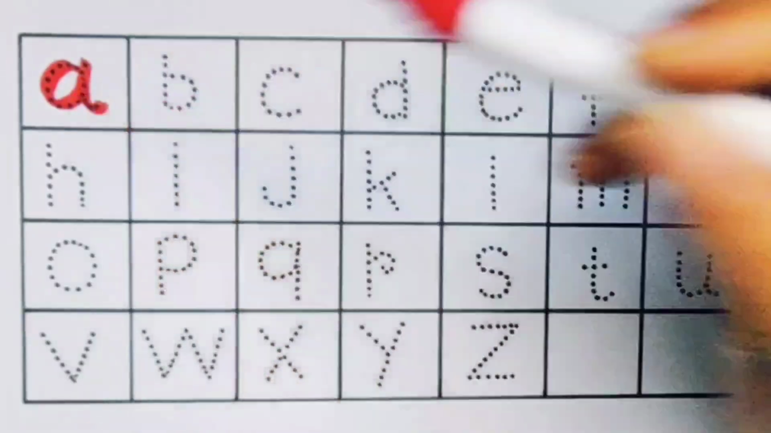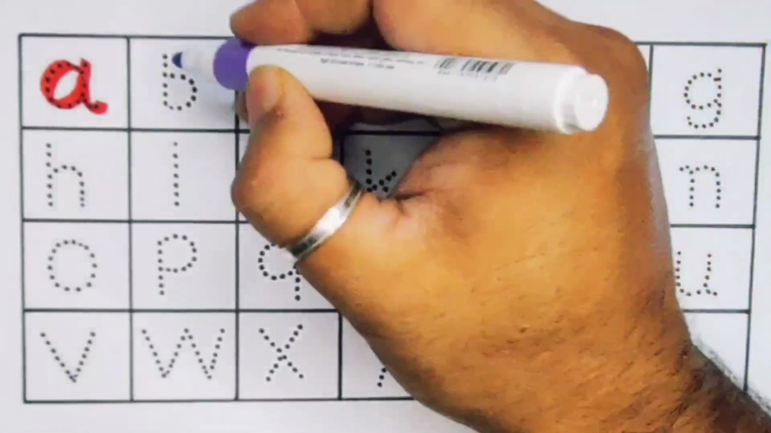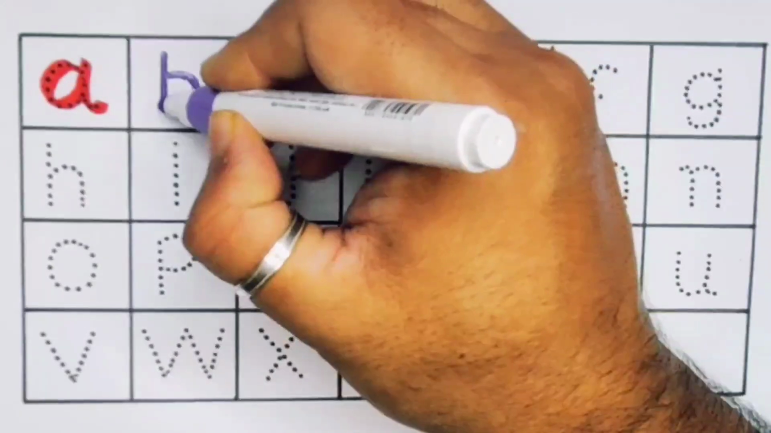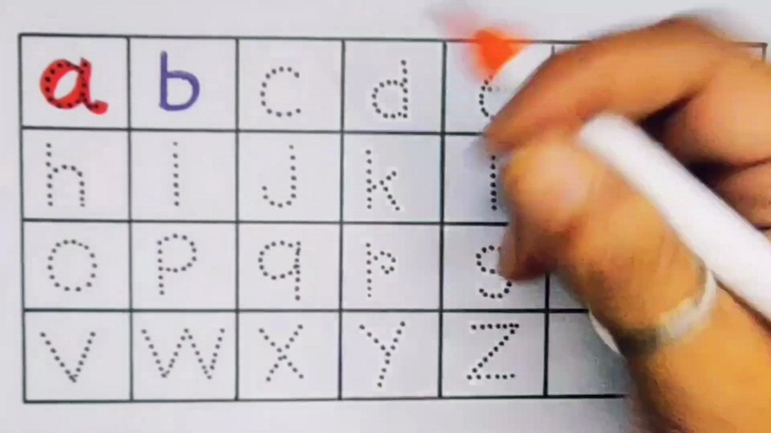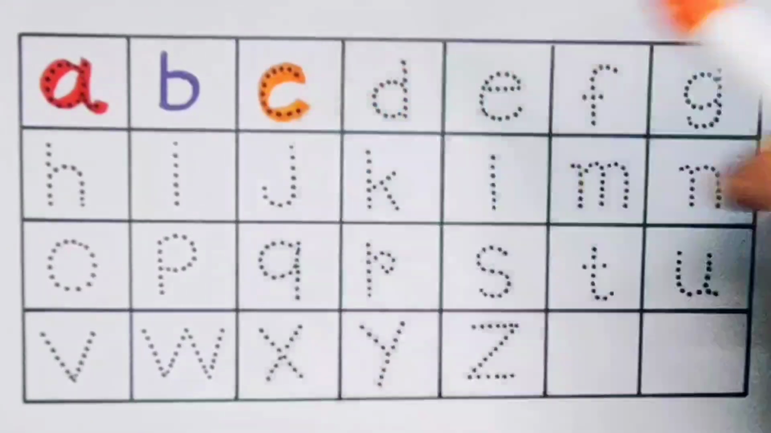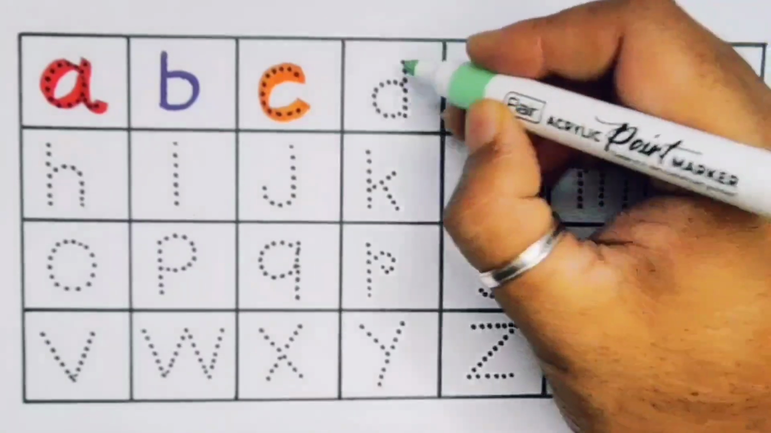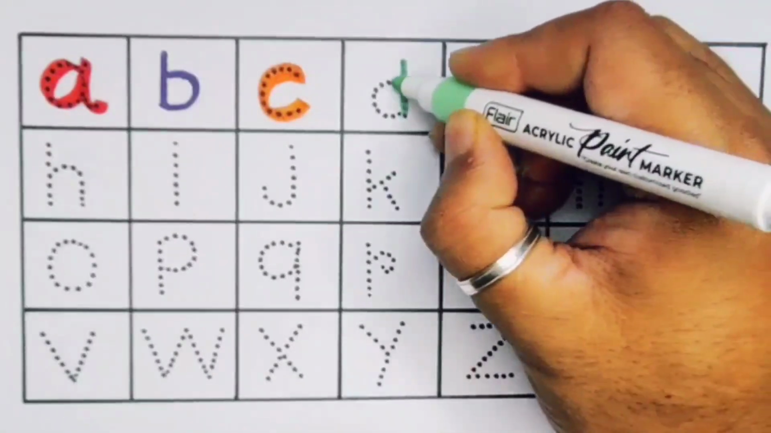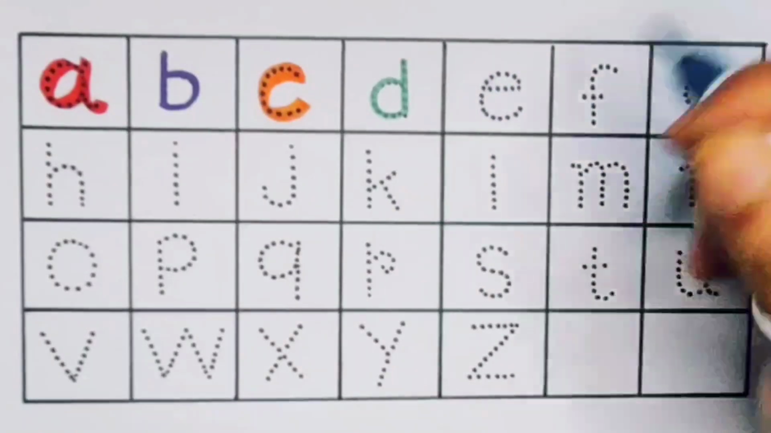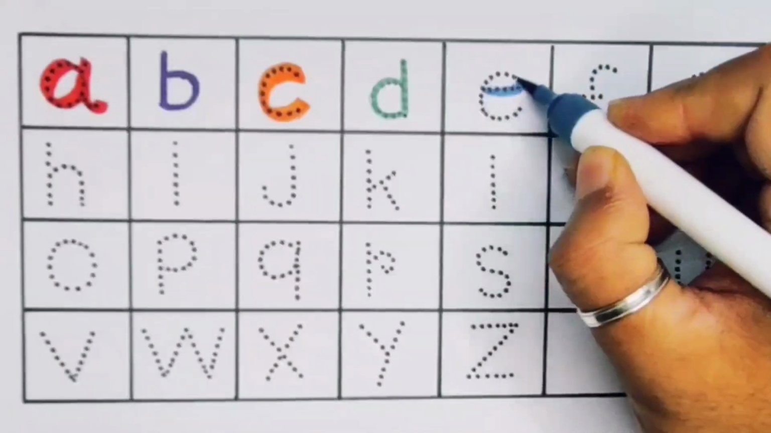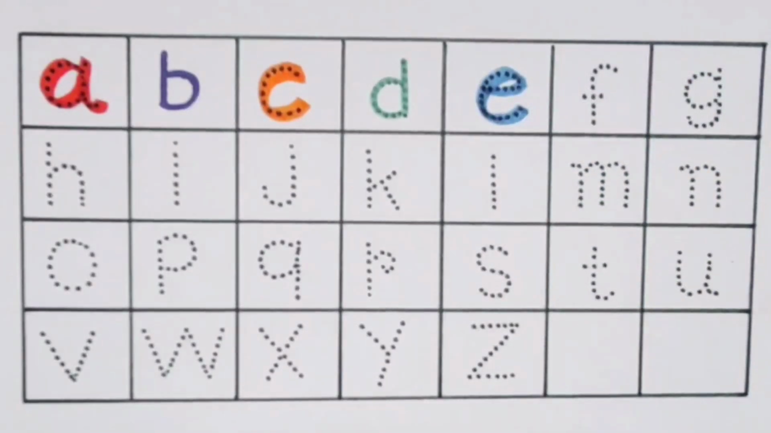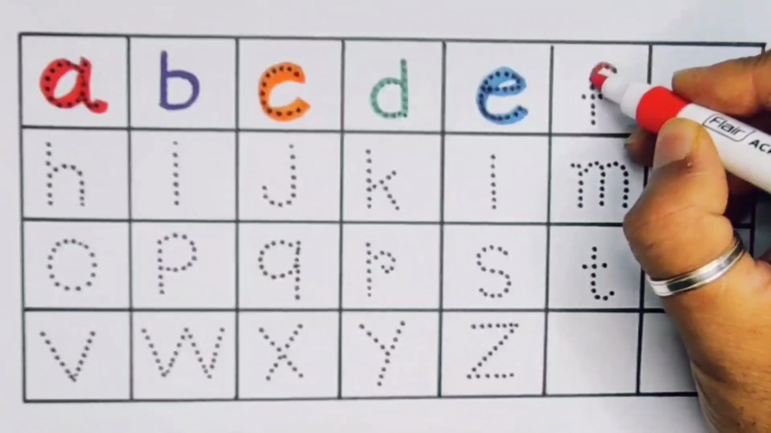Now the small letters. A for ant. Next, B for bear. Next kids, C for caterpillar. Next, D for deer. Next kids, E for eye. Next kids, F for fan.